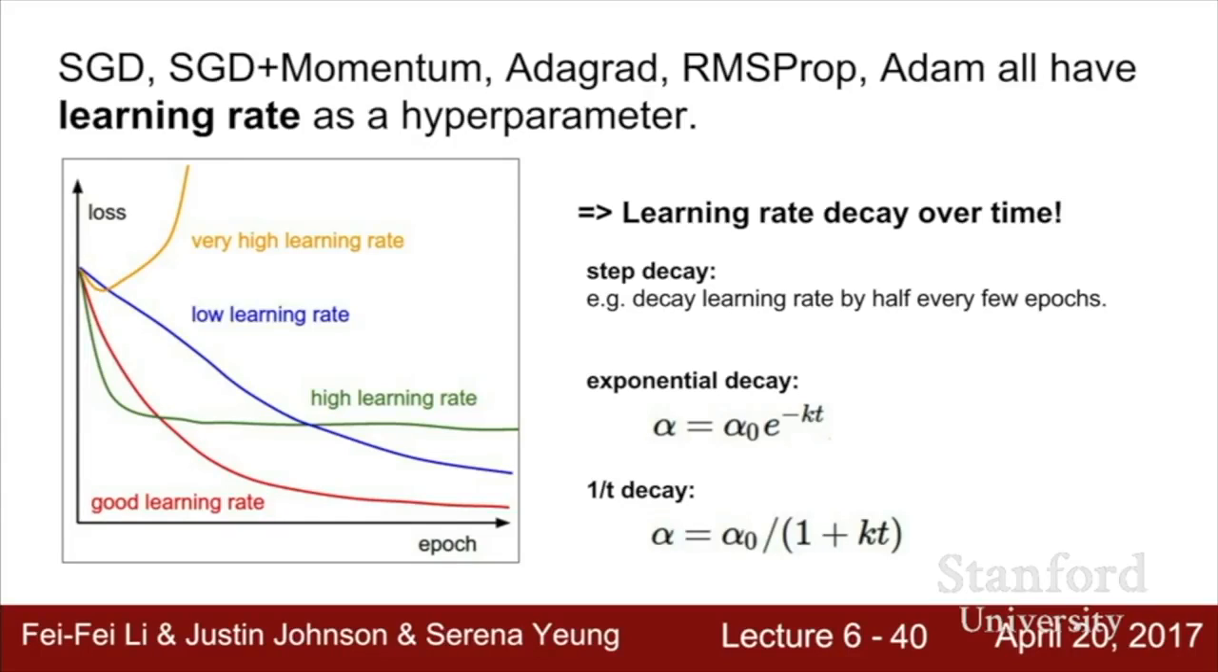A couple strategies for these would be a step decay, where at 100,000 iterations you just decay by some factor and keep going. You might see an exponential decay, where you continually decay during training. Or you might see different variations of continually decaying the learning rate during training.